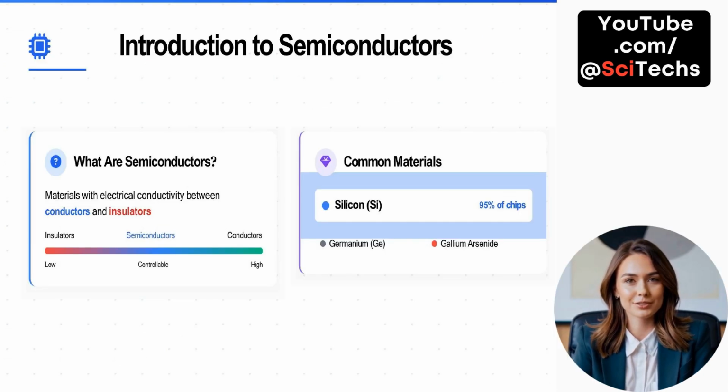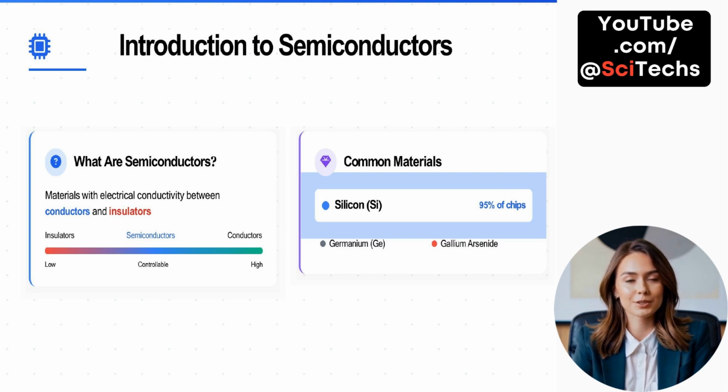Introduction to semiconductors. Semiconductors are a unique class of materials that have electrical conductivity levels falling between those of conductors and insulators. This intermediate property is what makes them incredibly valuable in electronics. While conductors like copper allow electricity to flow freely, and insulators like rubber resist electrical flow, semiconductors can be precisely controlled, allowing or blocking current as needed. This controllability enables the creation of transistors, diodes, and integrated circuits, which form the backbone of all modern electronics.